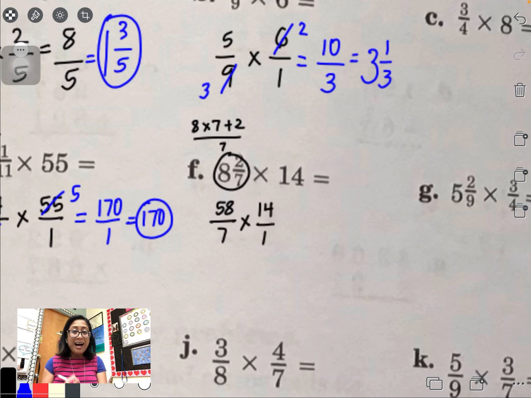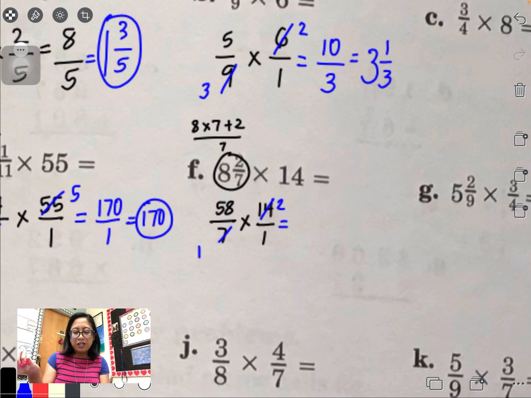Okay, I can cross cancel. I can cross cancel 14 and 7. You're like, huh? Really? For sure. Watch. 7 divided by 7 is 1. 14 divided by 7 is 2. So you see, when you know your math facts pretty well, you can definitely see when to divide. That's why it's important to know those math facts. So this is a 2.